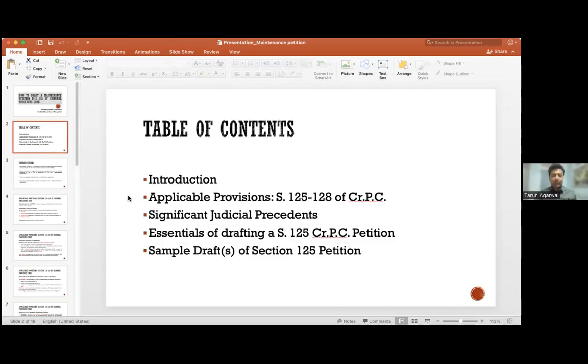So as I mentioned, I have already completed the introduction. My second objective is to give you a brief background of the relevant provisions, as to what are the essential ingredients. Then the next is the significant judicial precedents. We will discuss them if time allows us. Then next is the essentials of drafting a petition under section 125 CrPC, and then I'll take you through a sample draft of a section 125 petition.